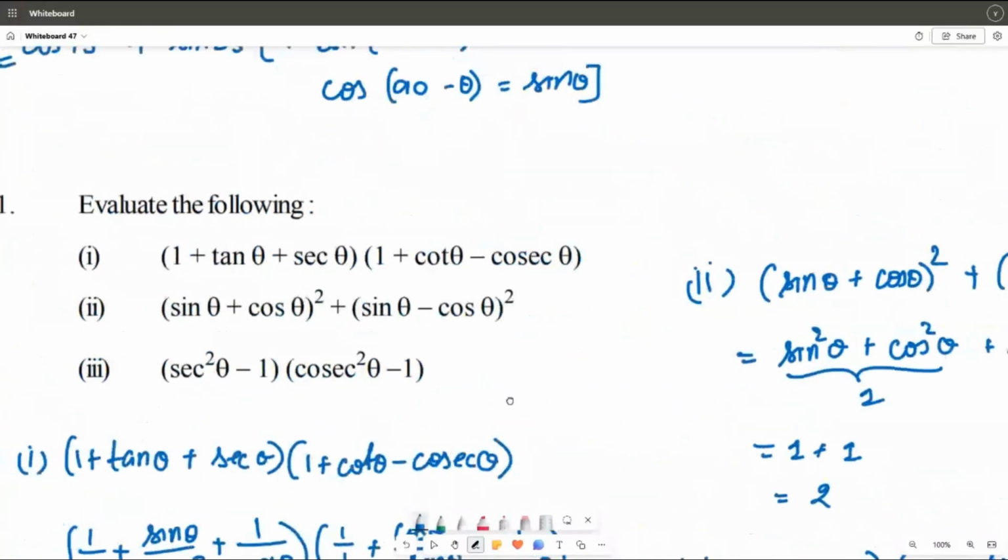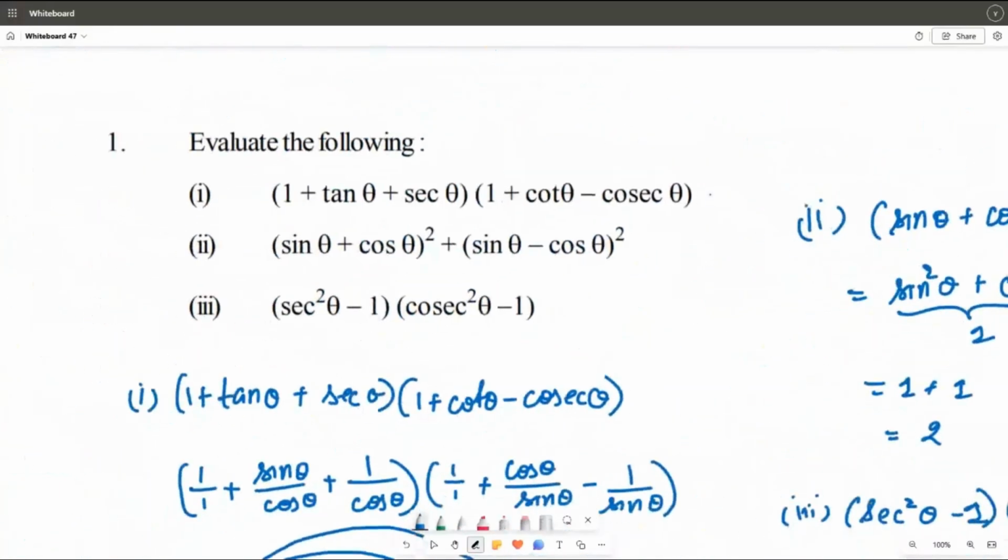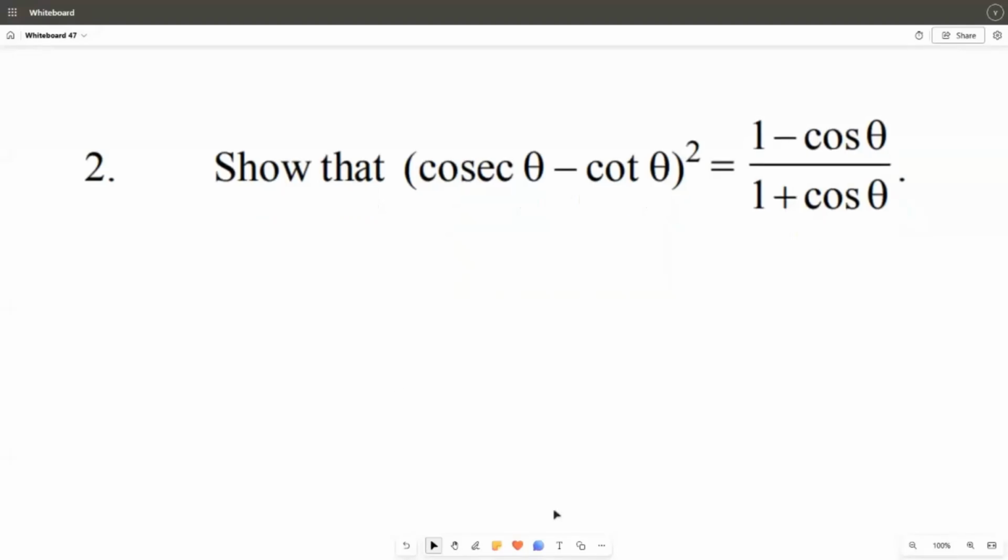So after evaluation, we got the first answer as 2, the second answer is also 2, and the third answer is 1. Second question of exercise 11.4. You have to show that cosecant theta minus cot theta whole square is equal to 1 minus cos by 1 plus cos. So let's consider the LHS part. So LHS we have cosecant theta minus cot theta whole square.